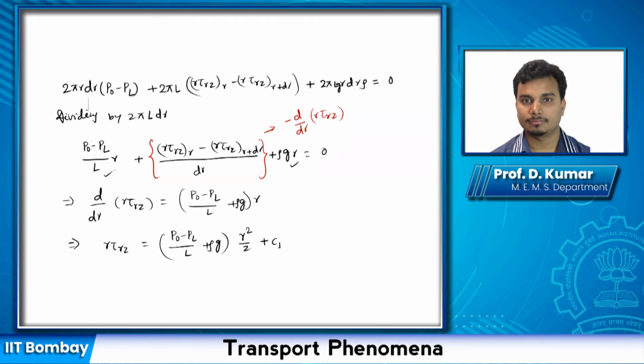Yeah. So c1 is a constant. Let's first write it completely. So tau rz will be p naught minus pL by L plus rho g. You divide by r, so this will become r by 2 plus c1 by r. Okay.